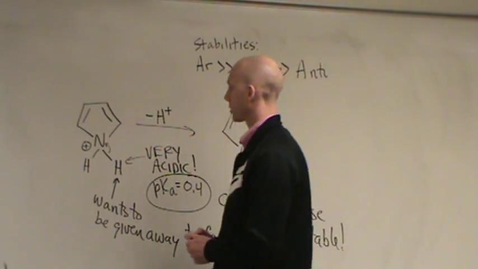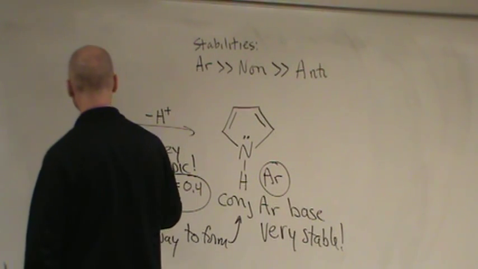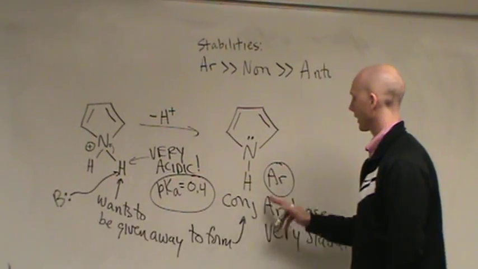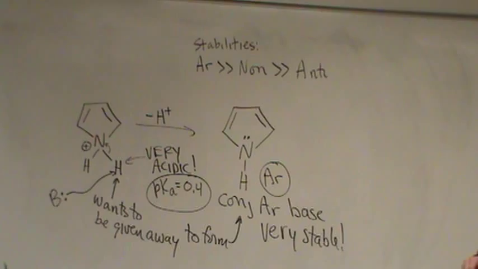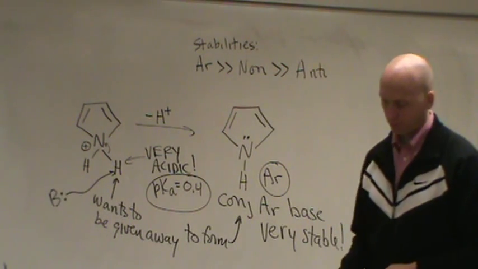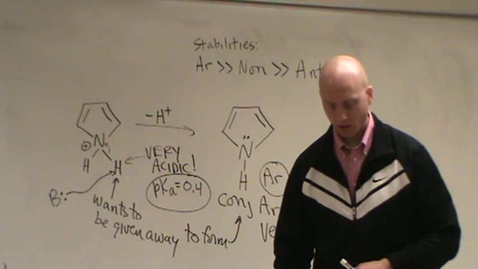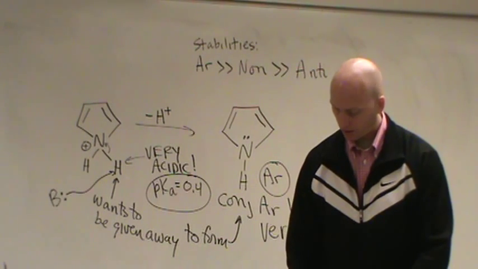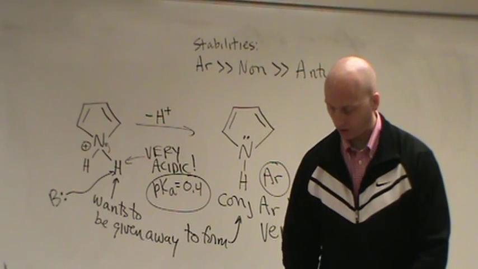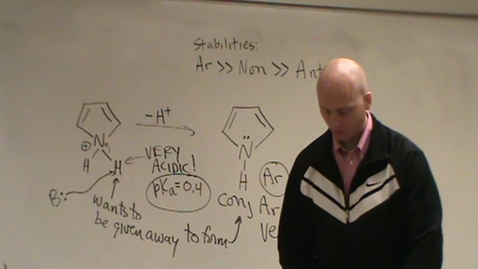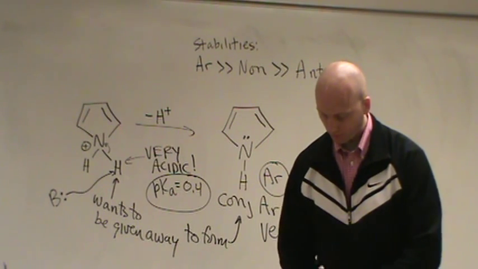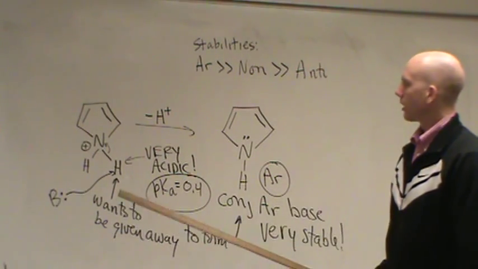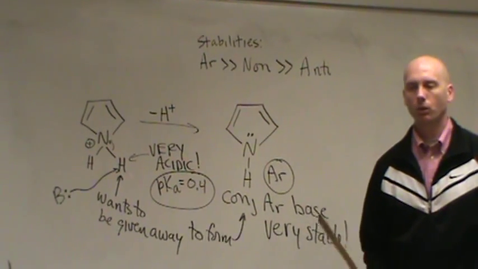So any kind of base can come along and take that very easily, so that I get this very stable conjugate base as a result. So this is one way we can use this, is to predict acidic hydrogens that are in our molecule. Okay, so with this under our belt, I think we'll stop here for today.